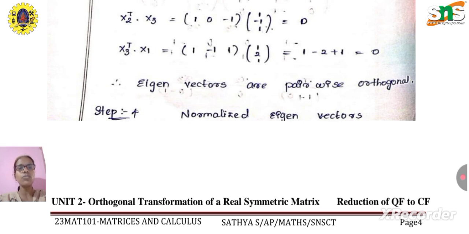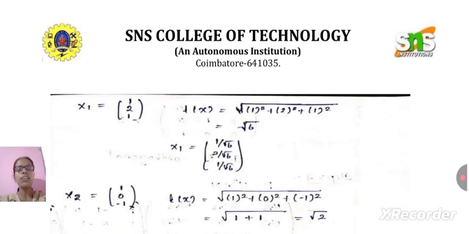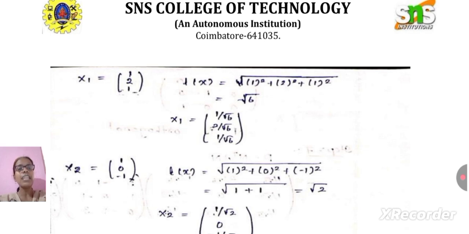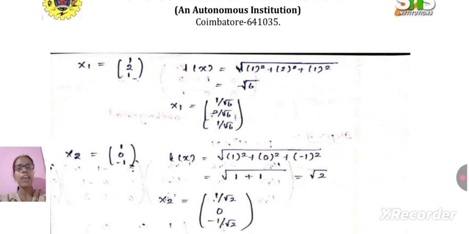So from this we are getting all three cases as 0. That means we can say the eigenvectors are pairwise orthogonal. The next step is we need to find the normalized eigenvector. That means each and every eigenvector we need to find in normalized form. For that we need to find L. L is nothing but you just make the square of each element, then find the sum. Finally we take the root, which is called L.